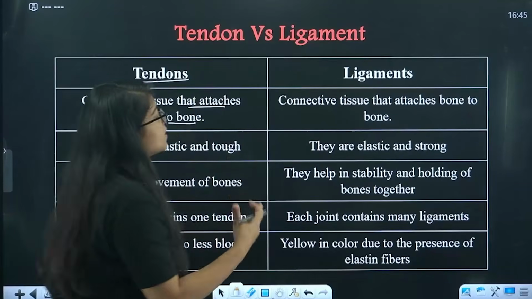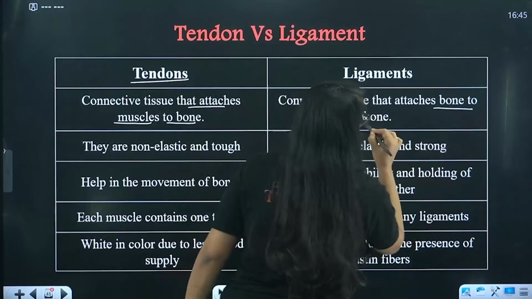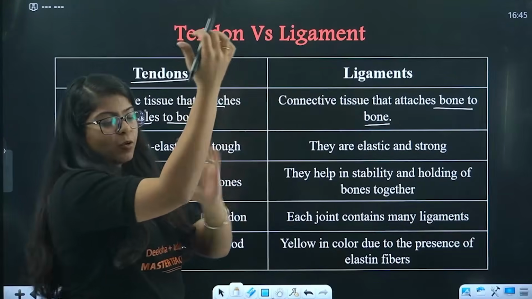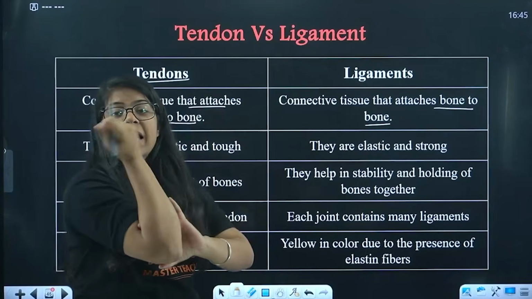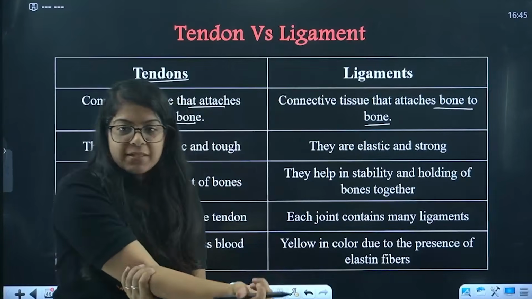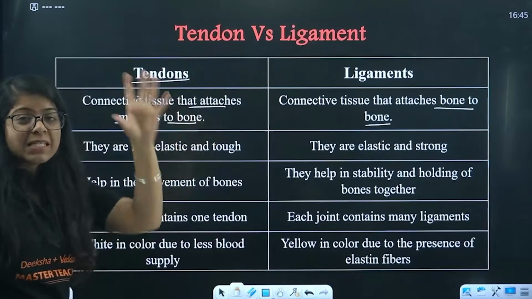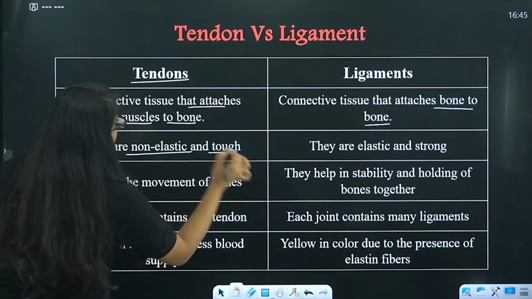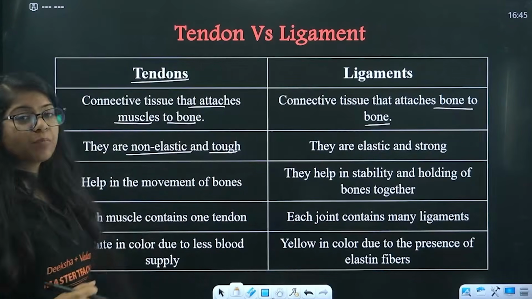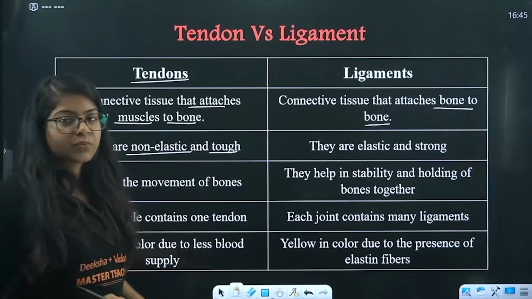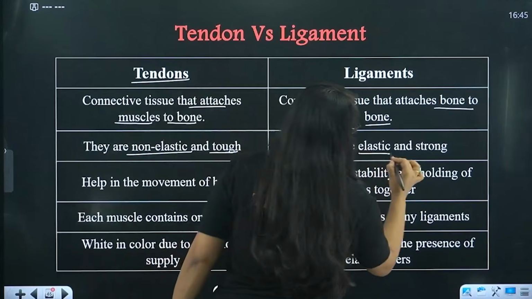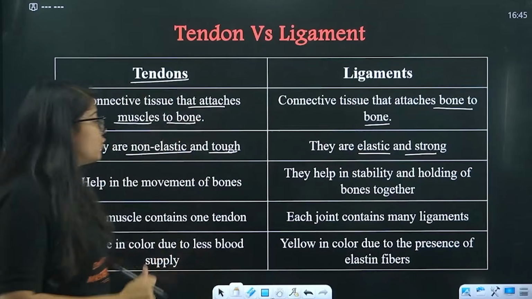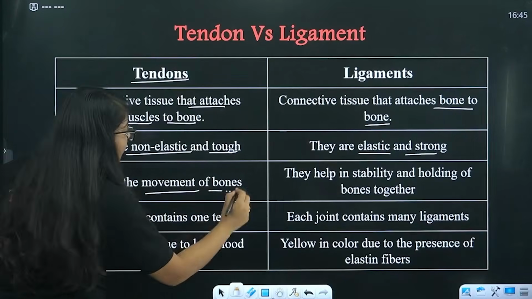What are ligaments? They attach bone to bone. See, this is my different bone, this is my different bone. How are these attached? Through ligaments. Tendons, bones to muscles; ligaments, bones to bones. They are non-elastic and tough. But ligaments, beta, are elastic and very strong. They help in the movement of bones.